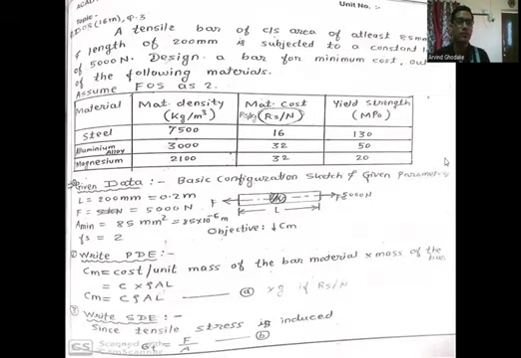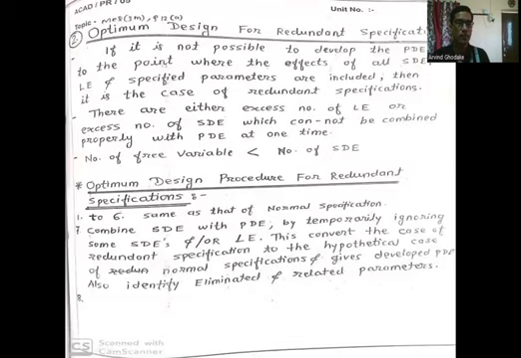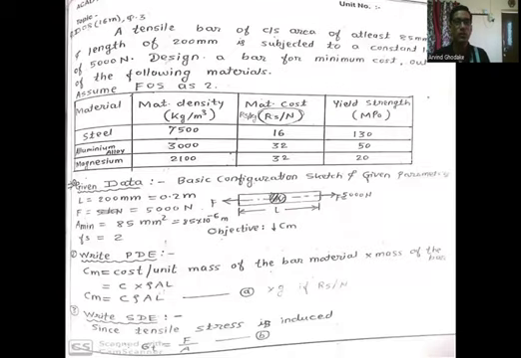So here we'll see one problem on it. A tensile bar of cross-sectional area at least 85 mm square and length of 200 mm is subjected to a constant load of 5000 Newton. Design a bar for minimum cost out of the following material. Assume factor of safety 2. So steel, aluminum alloy and magnesium are the materials.